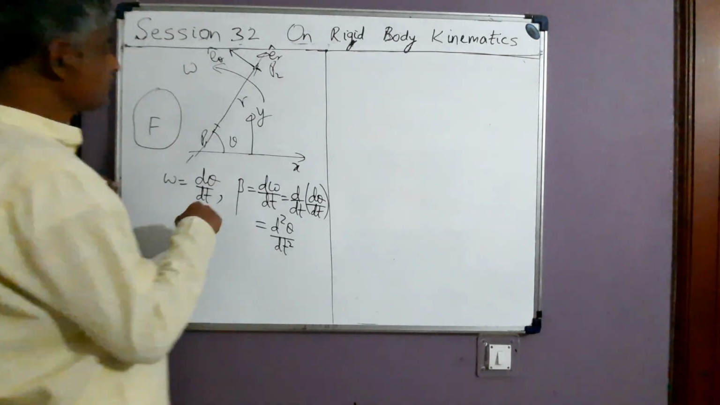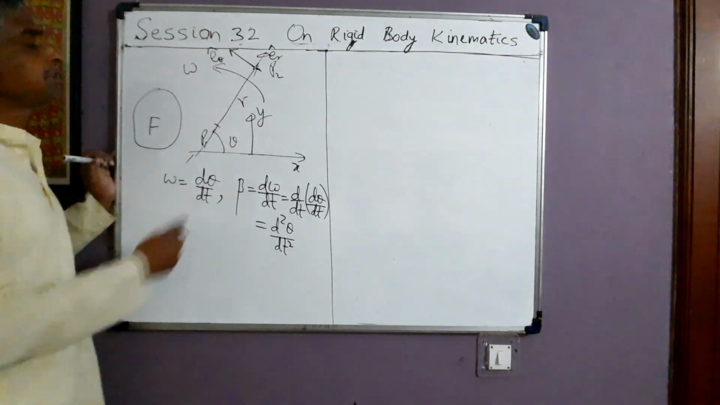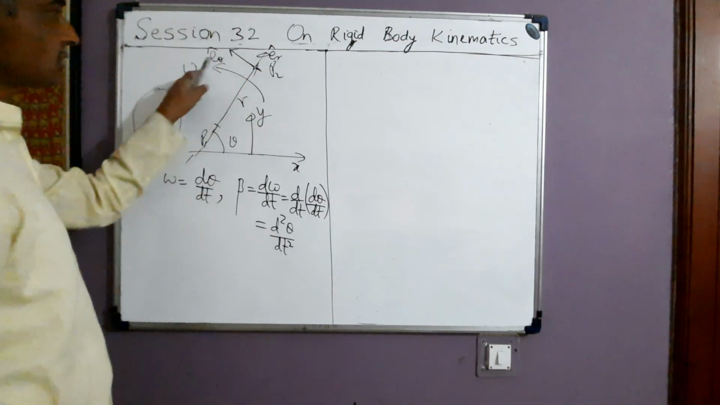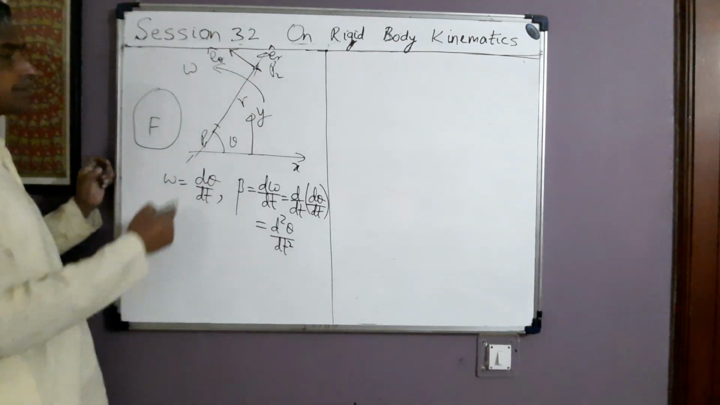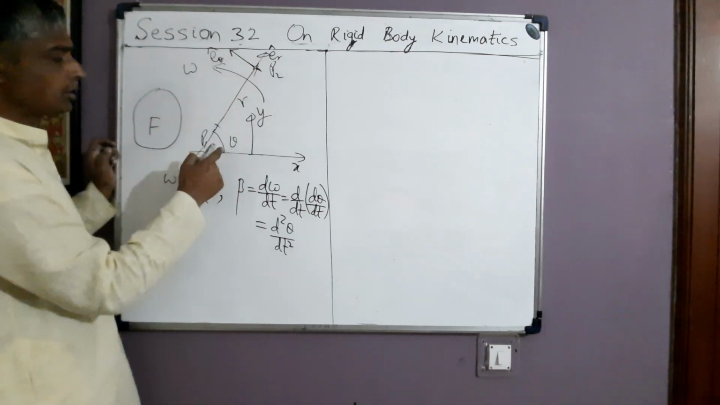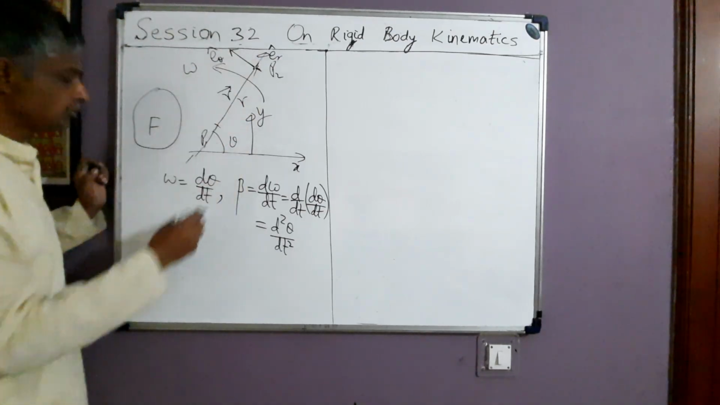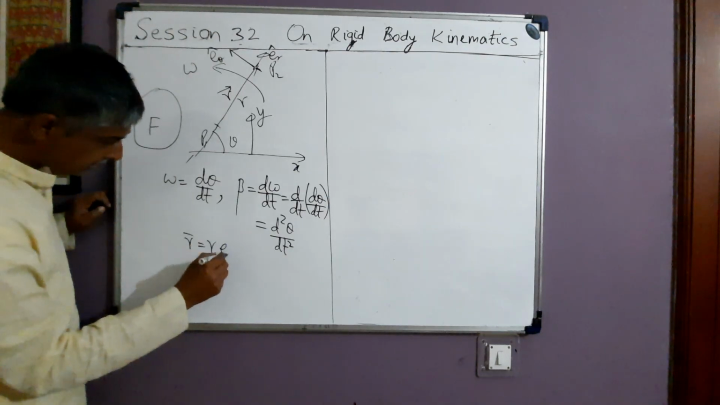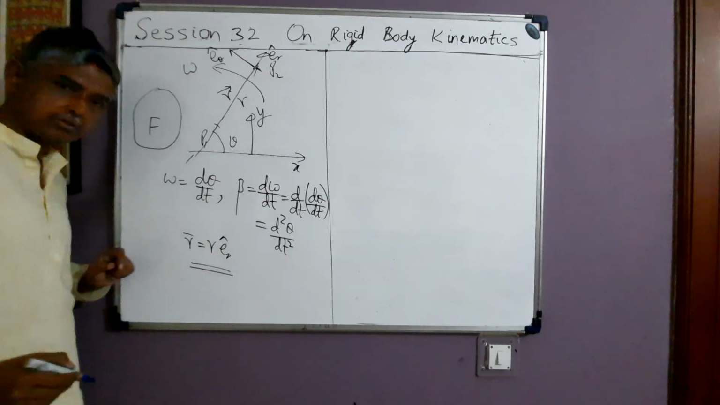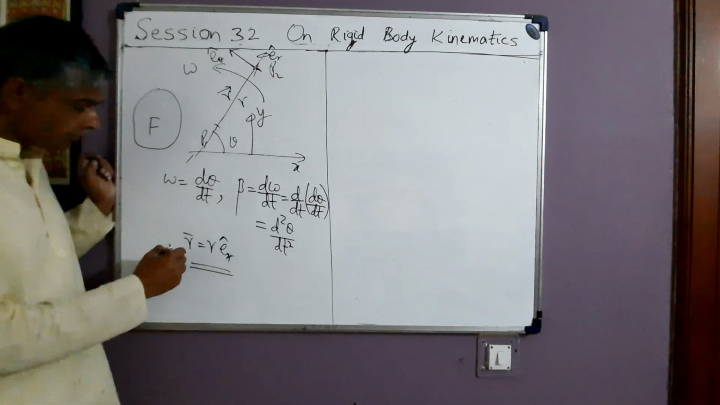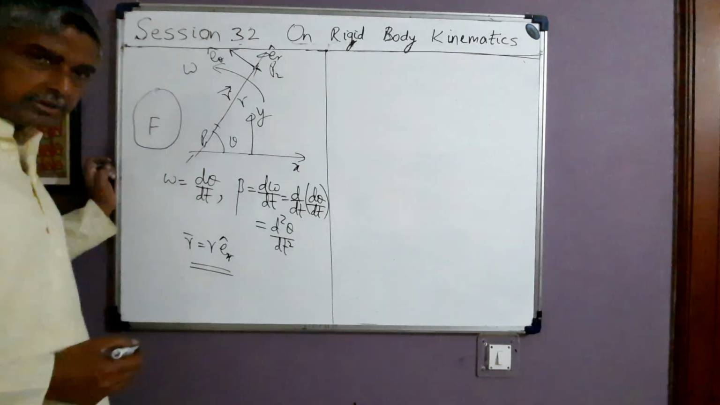So ER hat is a unit vector from P1 to P2. E theta hat is a unit vector normal to P1 P2 in the plane of motion corresponding to the sense of omega. At a certain instant, this line P1 P2 makes an angle of theta with the positive x-axis. And R is the vector from P1 to P2. Vector R can be written as R times ER hat.